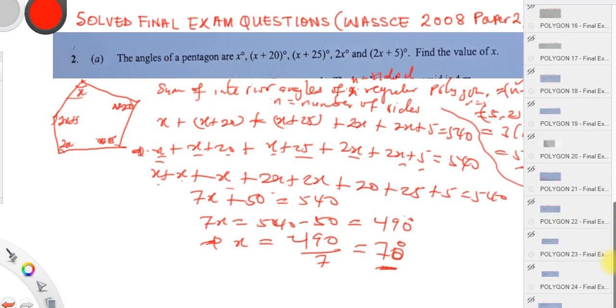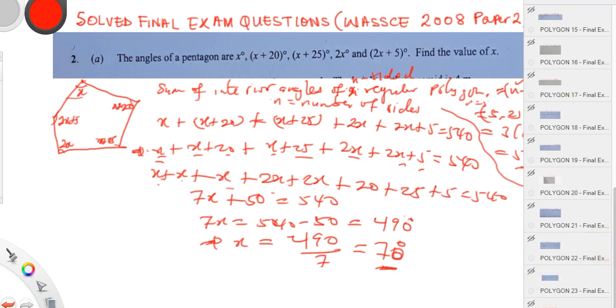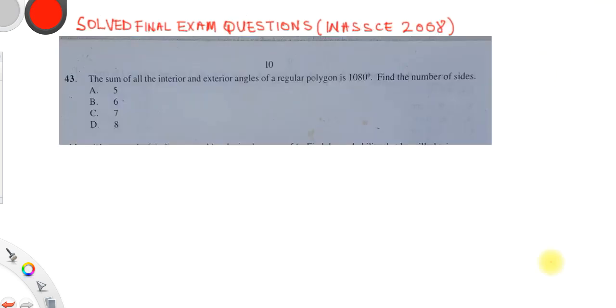Let us look at the next question. As we said, this is a continuation of a series of lessons on regular polygons. We have finished looking at the topic, and we are now solving final WASSCE exam questions. We are going to have a playlist on these solved final exam questions, and the regular polygon topic will also have its own playlist. That is the uniqueness of this channel.